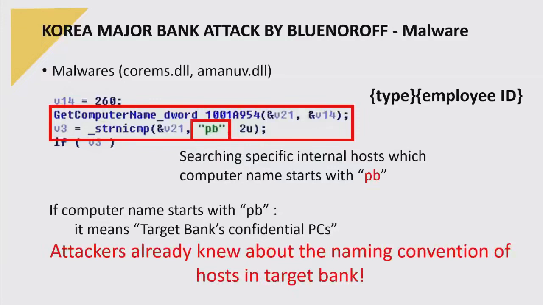The type is defined by different departments or different types of host, and the type PB actually means the targeted bank's confidential data PC. So it means that before the attacker compiled this malware, when they were developing it, they already knew the naming conventions, and they already knew which prefix is the host they are looking for.